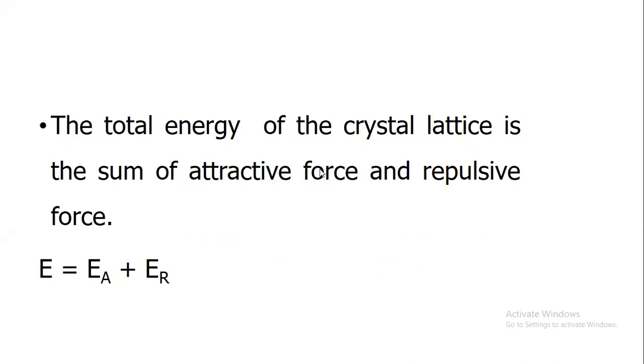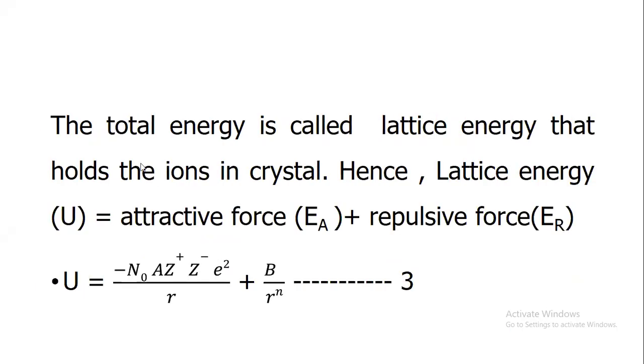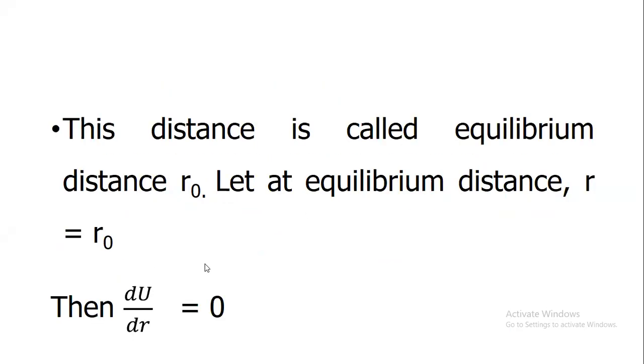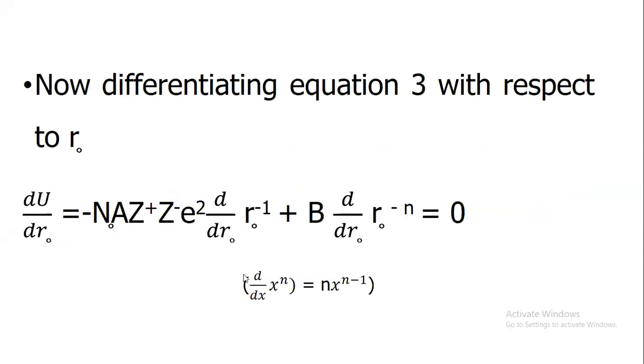The total energy of the crystal lattice is the sum of the attractive energy and repulsive energy, so E equal to EA plus ER. The total energy is called lattice energy, which holds the ions in the crystal. Hence, lattice energy is attractive energy plus repulsive energy. It is possible to evaluate the coefficient B at the distance where the attractive and repulsive forces of the oppositely charged ions are exactly balanced. This distance is called the equilibrium distance, so dE over dr equals 0.